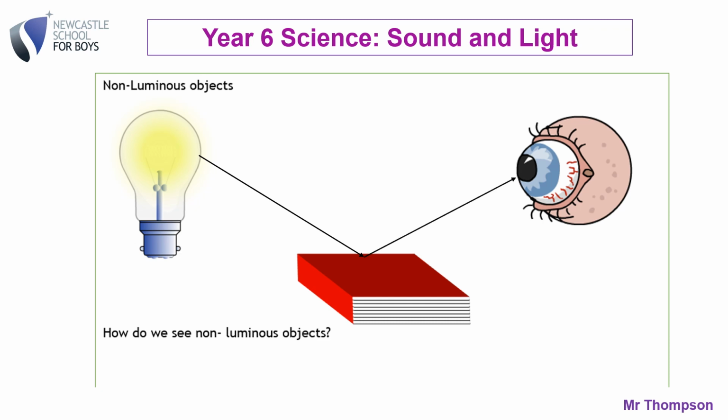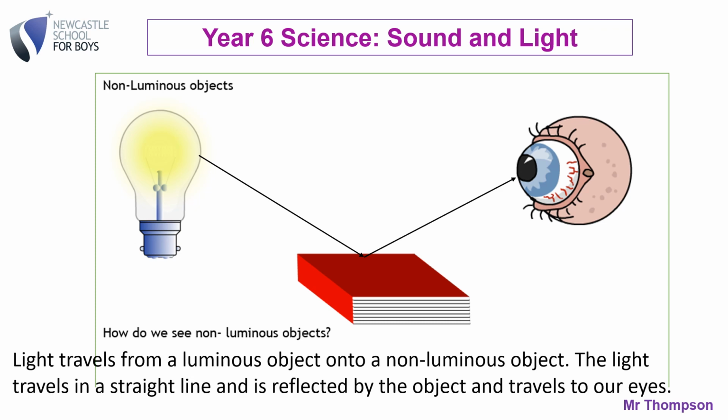Again, you can draw that with pencil and ruler and be very careful. I've drawn it so that the angle is the same. It bounces off at the same angle. And that's quite important in your studies next year when you join Year 7. At the bottom, how do we see non-luminous objects? Well, we see them because the light from luminous objects goes onto non-luminous objects, travels in a straight line, is reflected by the object and travels to our eyes.